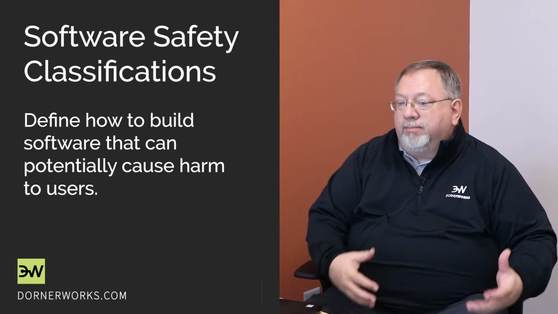A Class A application isn't going to cause any harm. It doesn't have any ramifications. If the software fails, the patient is not going to experience any difficulty or harm. The operator is not going to experience harm. Class B software, there may be minimal harm. It may cause injury, but not death. And Class C software is software where if the software were to fail, a death could occur.